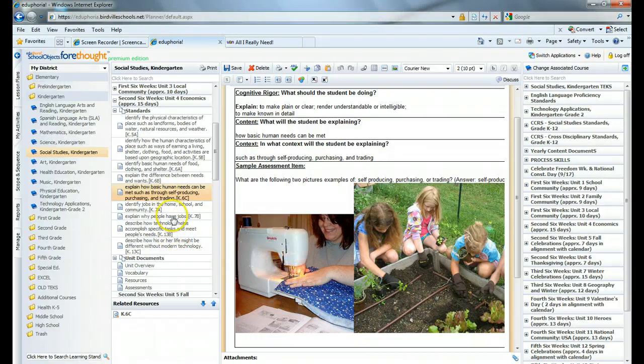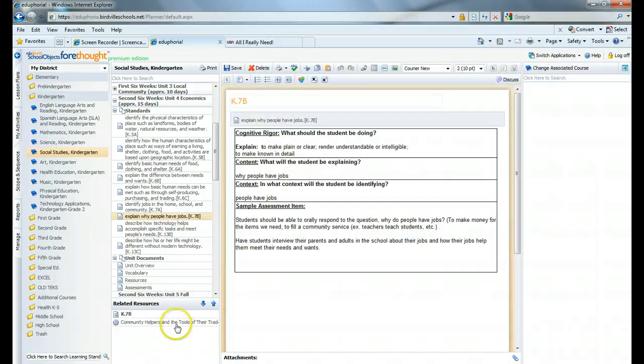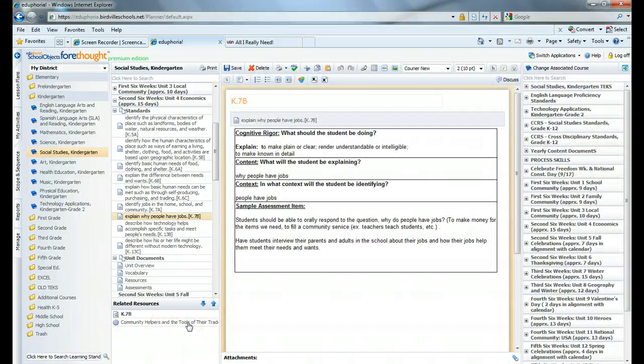Now, the next thing you're going to look at is explaining why people have jobs. And I have a lesson here about community helpers and the tools of their trade. That would be a great activity for you to do. This talks about why do people have jobs. It's bigger than just talking about why do people have jobs on a farm, but why does anyone have a job? Why does a teacher have a job? Why does a doctor have a job? This activity, I think, will be really helpful for you as you're looking at that.